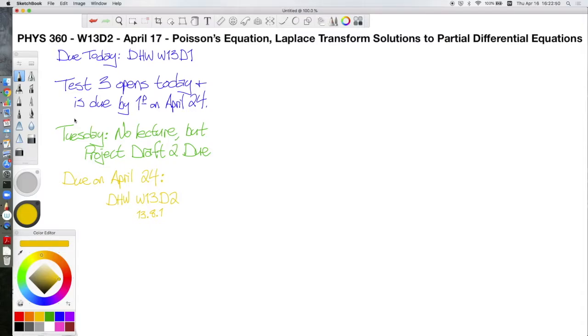Last, we have due on April 24th, the daily homework that's being assigned today that is just one problem, Chapter 13, Section 8, Problem 1. The only other outstanding due date is April 28th, and that is the day that your last periodic homework is due. That's the one about Chapter 13 that I assigned the problems for last time. So with that out of the way, let's get into today's material.